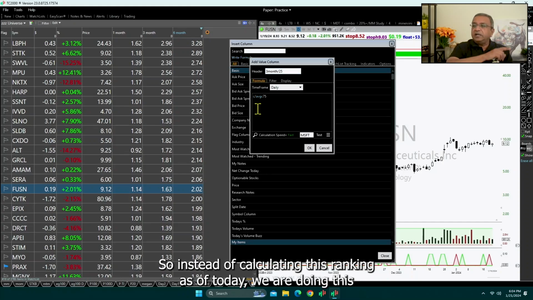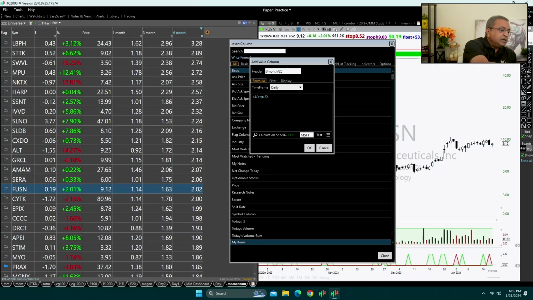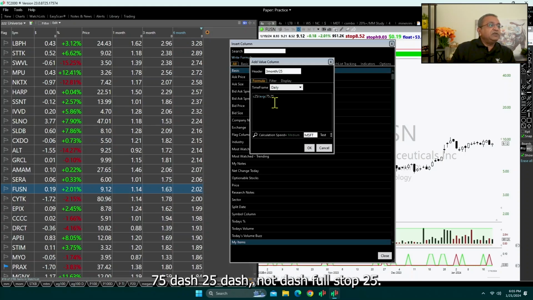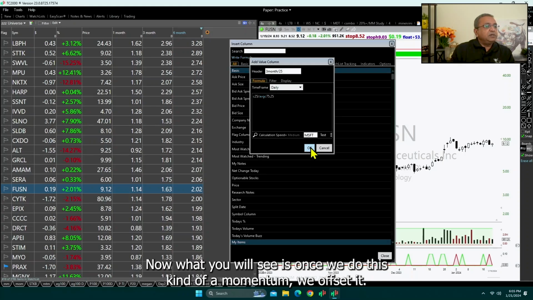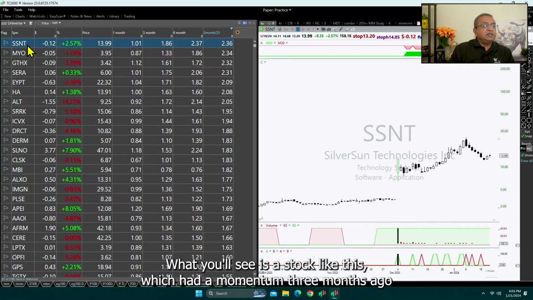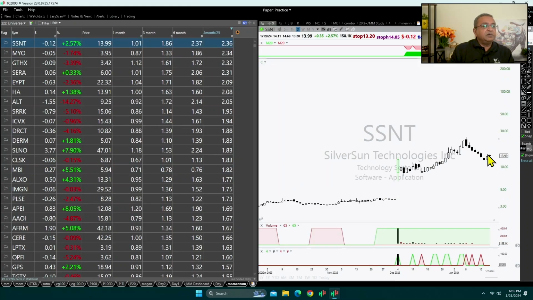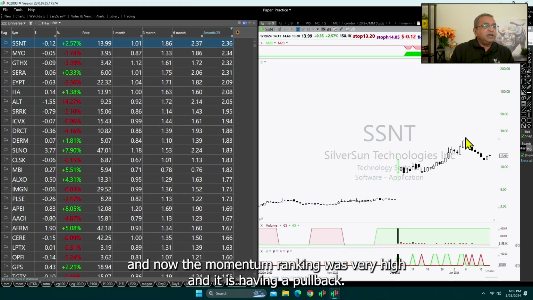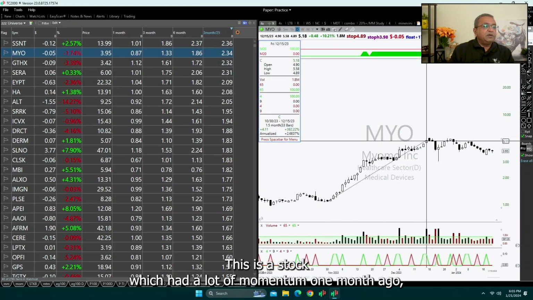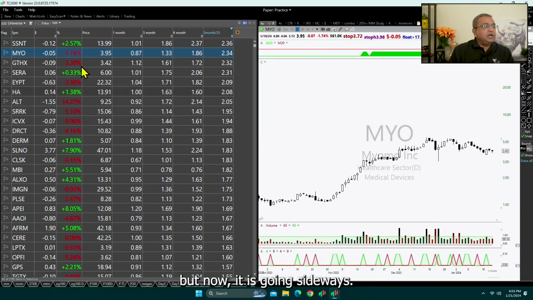So instead of calculating this ranking as of today, we are doing this calculation 1 month ago. And in order to do this 1 month ago, here you have to add a full stop 25, not a dash. Now what you will see, once we offset the momentum, is a stock like this, which had a very high momentum ranking 1 month ago and is now having a pullback, right? This is a stock which had a lot of momentum 1 month ago, but now it is going sideways.